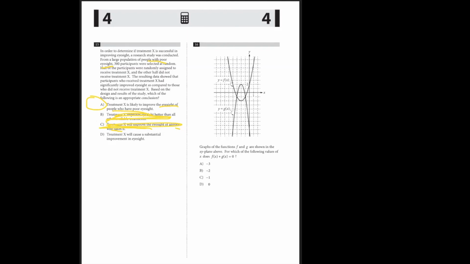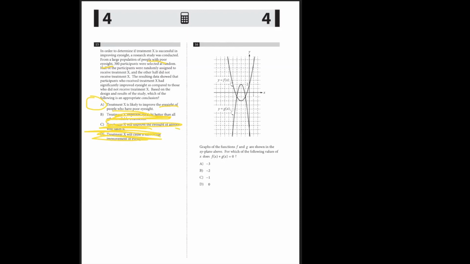And it doesn't specify. If it said it'll cause a substantial improvement in eyesight for people who have poor eyesight, I would be more inclined to look at it. But it kind of just assumes that it would cause the improvement for anyone. That's what's implied there. So I'm not liking that one either. A is the best because it specifically mentions the group that we sampled from, and it's not as strong or absolute, and that's really an important thing about the SAT. Do not pick an answer that is so absolute that it's probably not true.